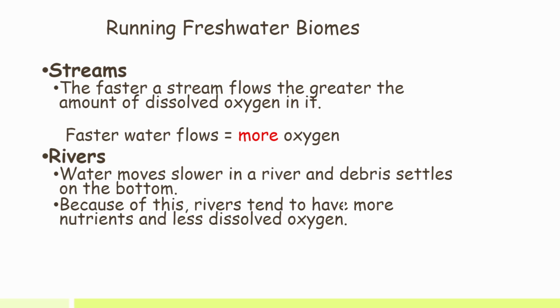Streams are faster, and they tend to have greater force in their flow. Not only do they have more force, they tend to have more dissolved oxygen. So faster water means more oxygen dissolved. Whereas rivers move a lot slower than a stream, and debris tends to settle at the bottom. Because of this, rivers tend to have more nutrients and less dissolved oxygen. Streams have water that travels so fast that it tends to disrupt a lot of nutrients and organisms trying to grow at the bottom, but they do have more oxygen, so it's a trade-off.